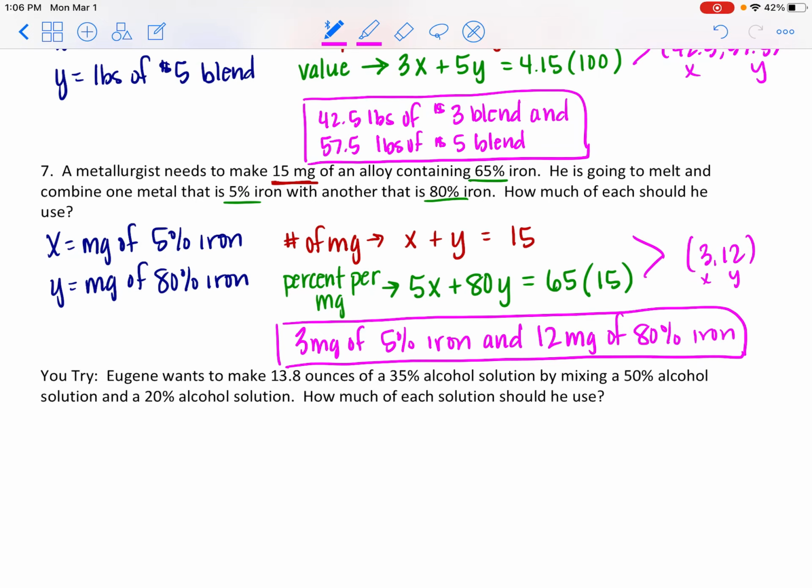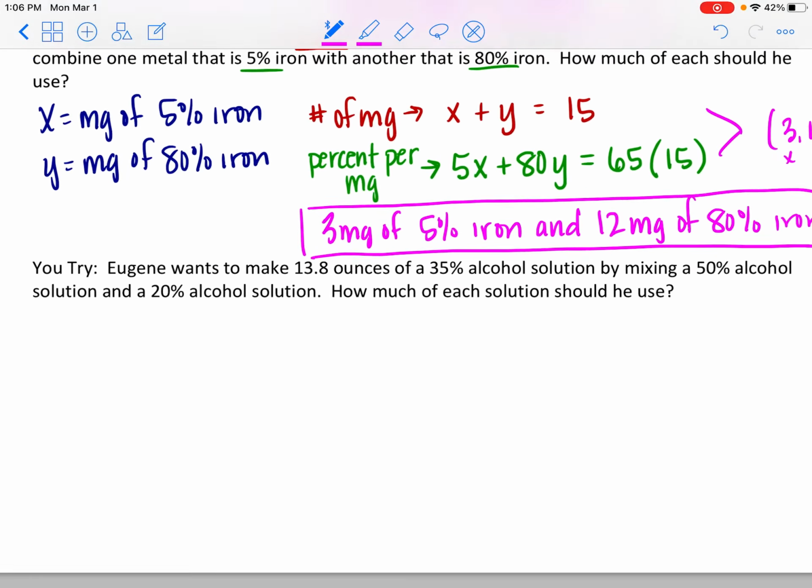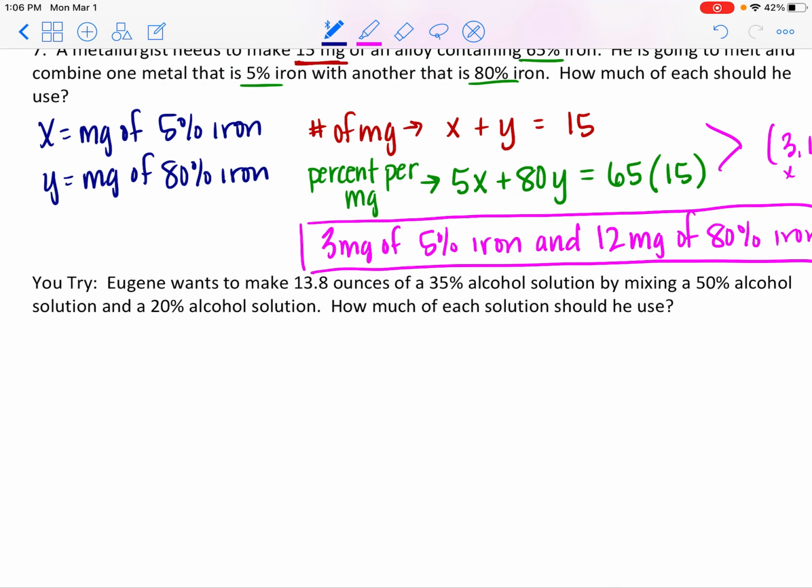Okay? Complicated, I know. But I think if you're getting the concept, this would be a good opportunity for you to try. So feel free to pause the video and give this a shot. Otherwise, again, let's do this together. So Eugene, he wants to make 13.8 ounces of a 35% alcohol solution by mixing a 50% alcohol solution and a 20% alcohol solution. How much of each should he use?